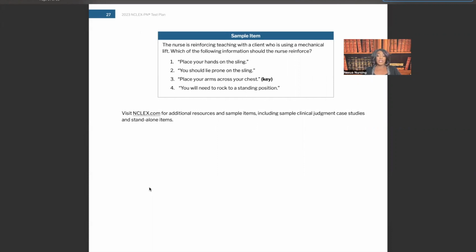And obviously the correct answer is 3, you're going to place your arms across the chest. 1, you're not going to place your hands on the sling. You're going to have them across the chest. 2, you're not going to be lying prone on your tummy. That's not true. And 4, look at 4. You'll need to rock to a standing position. Are we trying to make this patient fall? Absolutely not. Choice number 3 is the correct answer. This one was straight to the point.